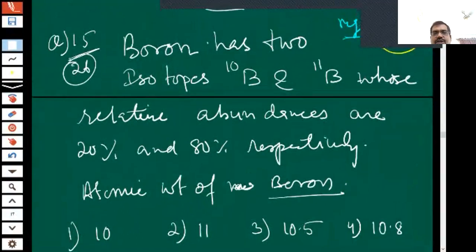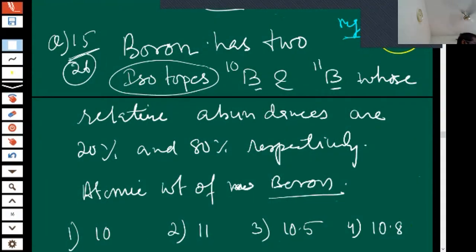So see, what is the condition? You should know about isotopes. What are isotopes? The element will be the same, meaning the atomic number will be the same, but due to the difference in the number of neutrons, the atomic weight will be different. This situation is known as isotopes. So these are the isotopes of boron, children. So how can we calculate the atomic mass?